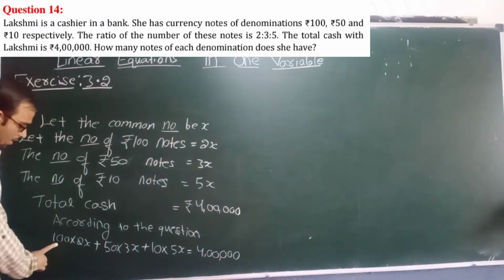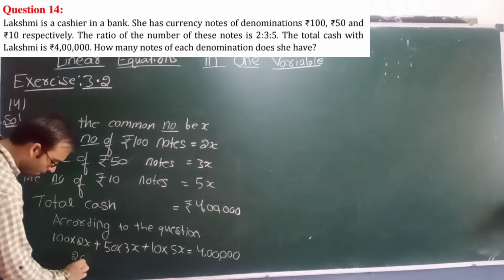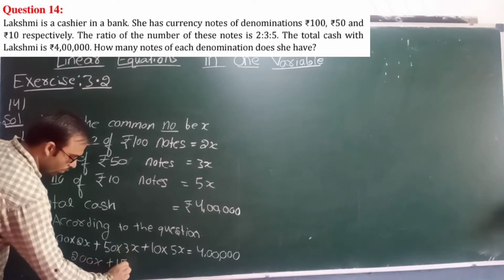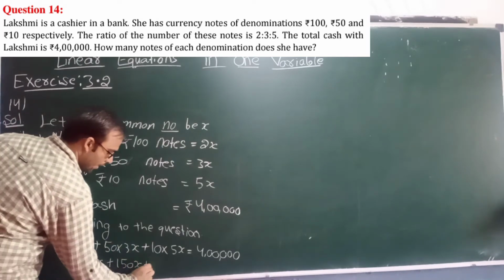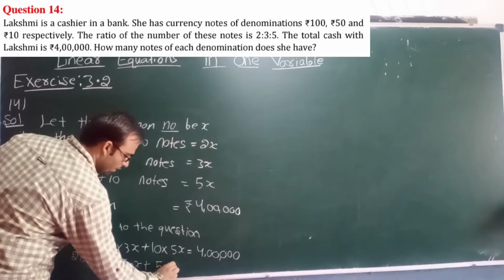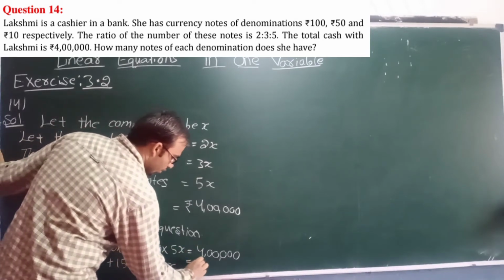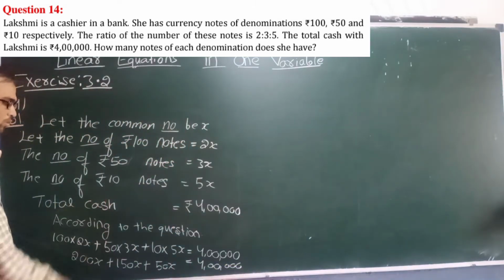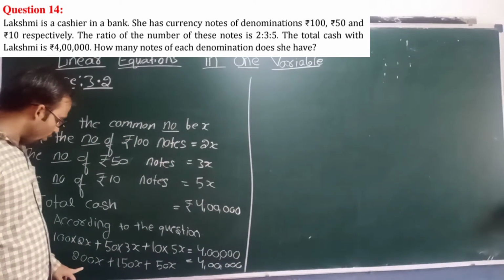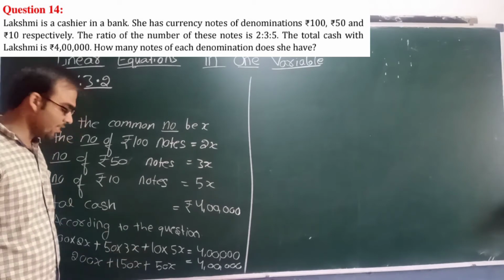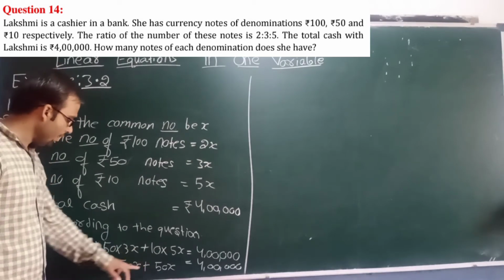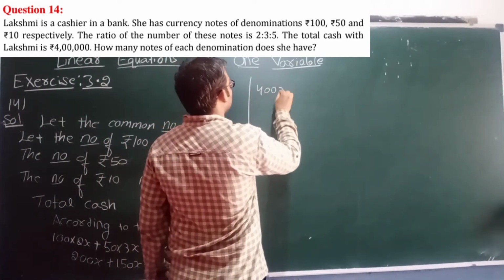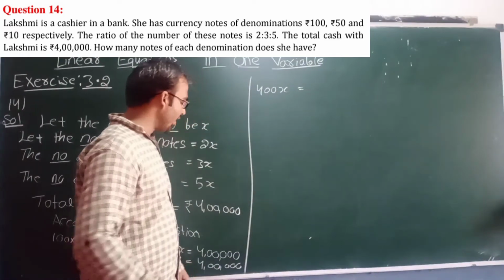So now 100 into 2x is 200x. 50 into 3x is 150x. And 10 into 5x is 50x equals 4 lakhs. Students, here 200x plus 150x plus 50x is how much? 400, no? So it will be 400x. Okay, so here we can write 400x equals, and what is here? 4 lakh.